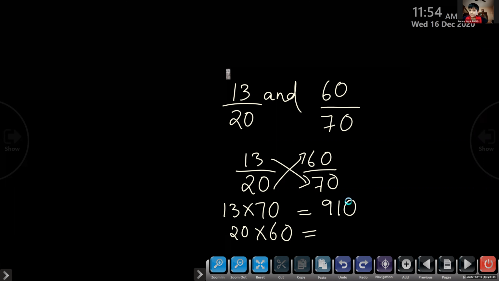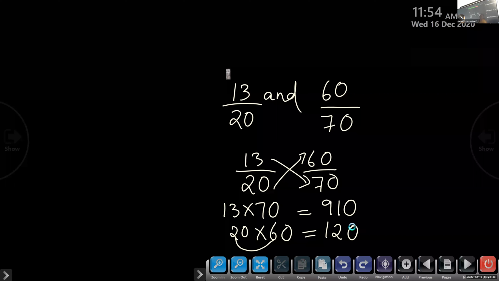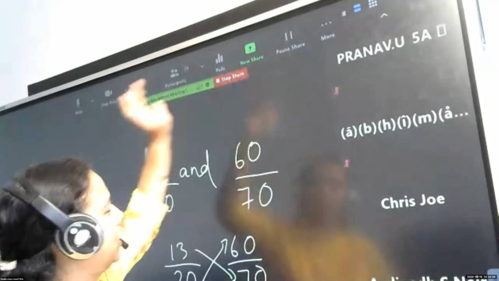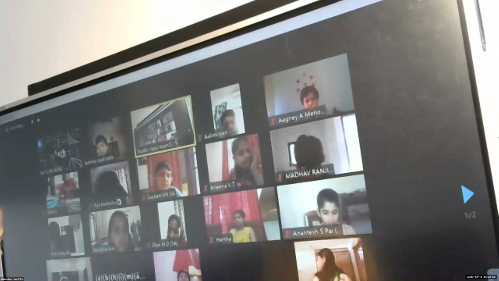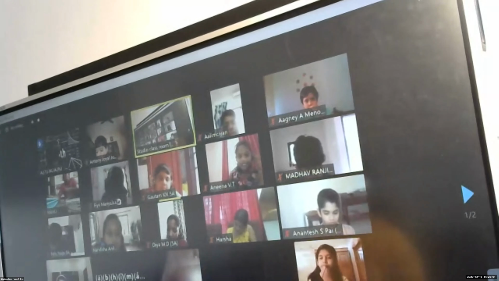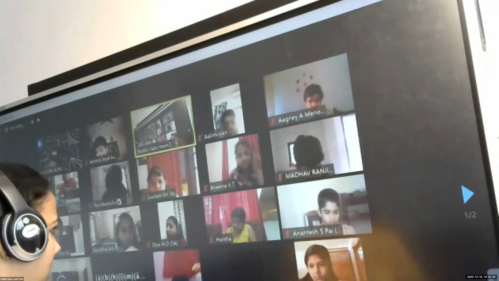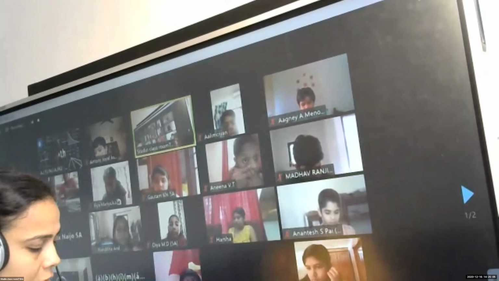1200. Okay, children, this is very easy. 6 twos are 12 and you have to add 2 zeros. Okay, so what's the step? Since the cross products are not equal, the fractions are not equivalent. Okay, so children, please mute your audio and we will start the multiple choice of 9.2.